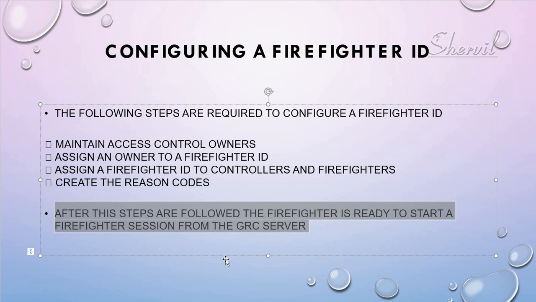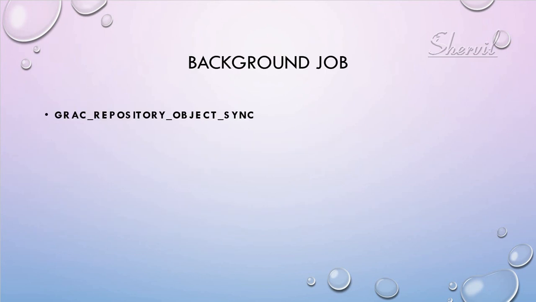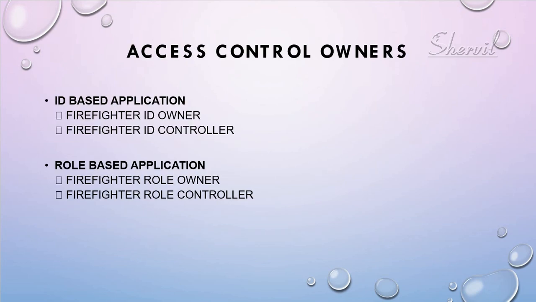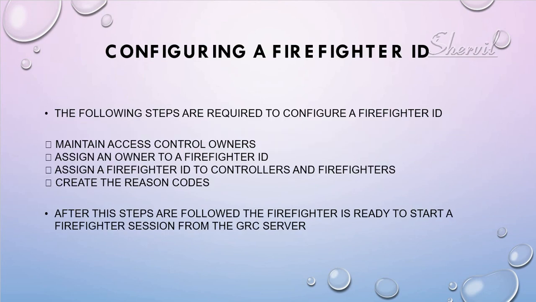So these steps are to be done on the NWBC side. Whatever we have seen so far, till here, these are all done on the ABAP side, either on the GRC system or on the ECC system, the plugin system. But after those steps are done, you also have 4 steps on the NWBC side. We'll see how to do that.